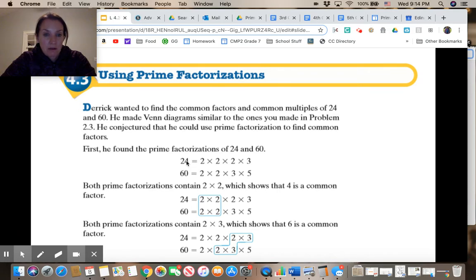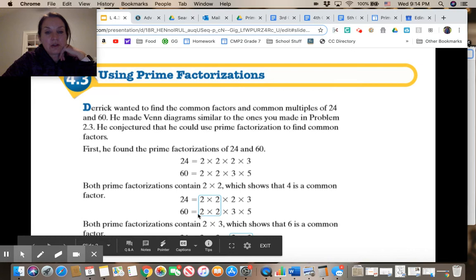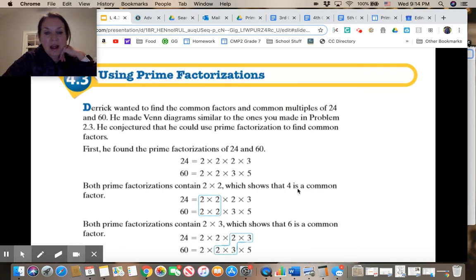He conjectured, and a conjecture is a math guess, that he could use the prime factorizations to find common factors. First he found the prime factorizations of 24 and 60, and those are listed here. Both of those prime factorizations have 2 by 2. Because they both have 2 by 2, that means that they have 4 as a common factor. And then it says both have 2 by 3, which would mean that 6 was a common factor, right?